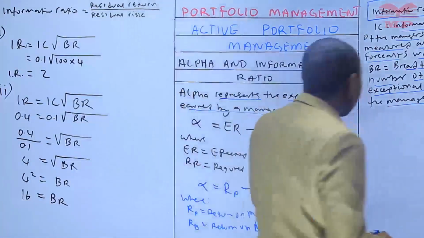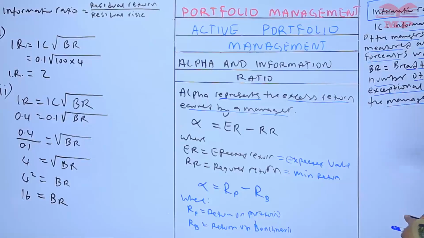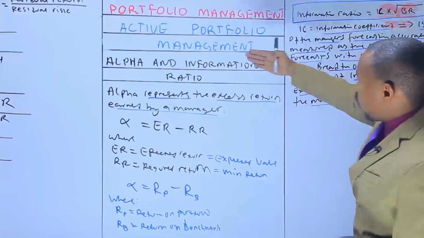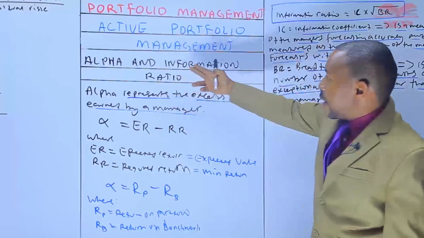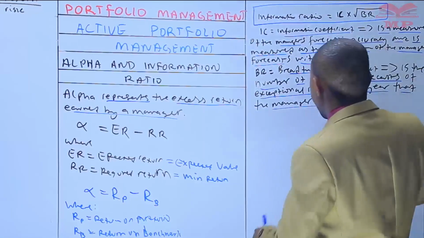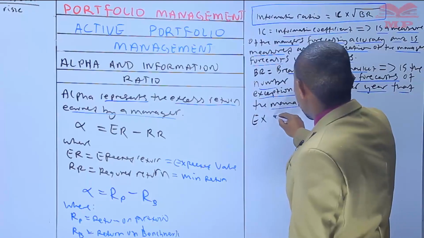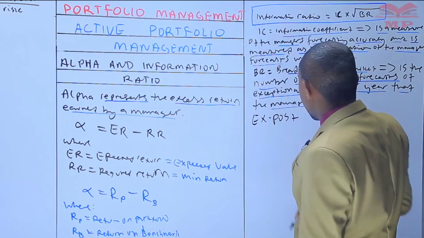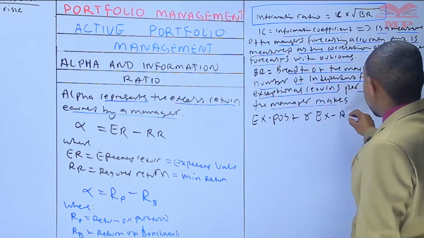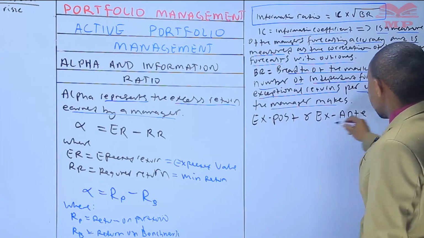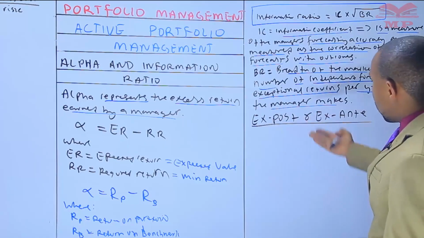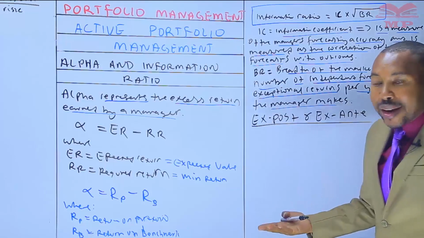Moving over to this other side, we need to discuss 2 other components which are very important when discussing alpha and information ratios, which include ex post and ex ante. So what is ex post and what is ex ante?